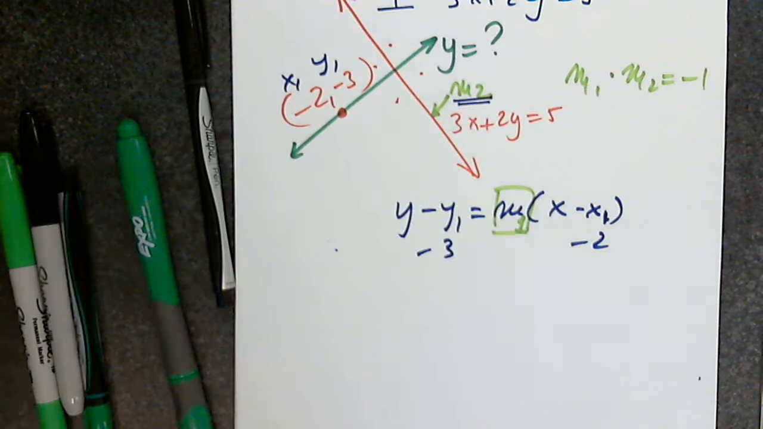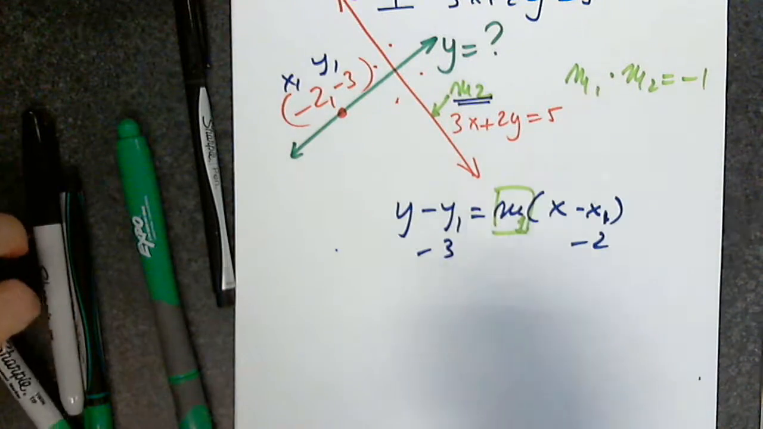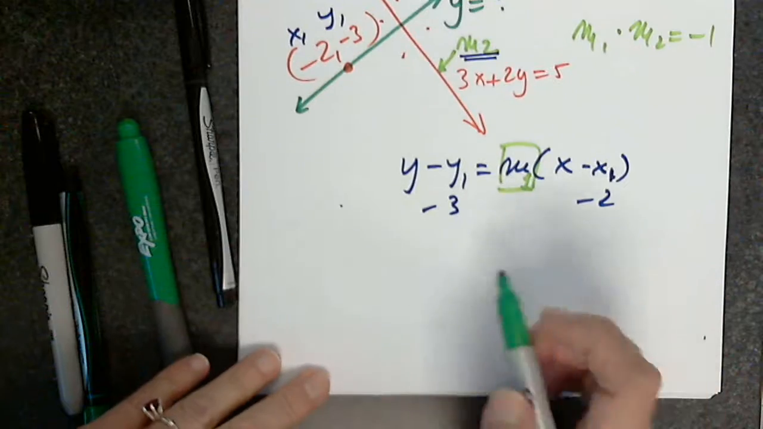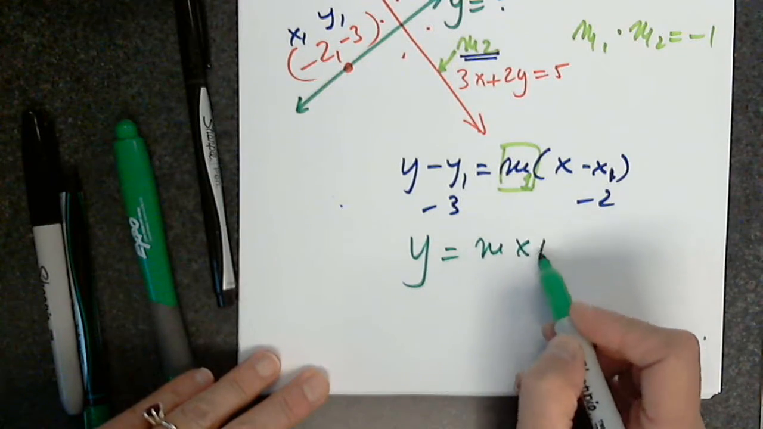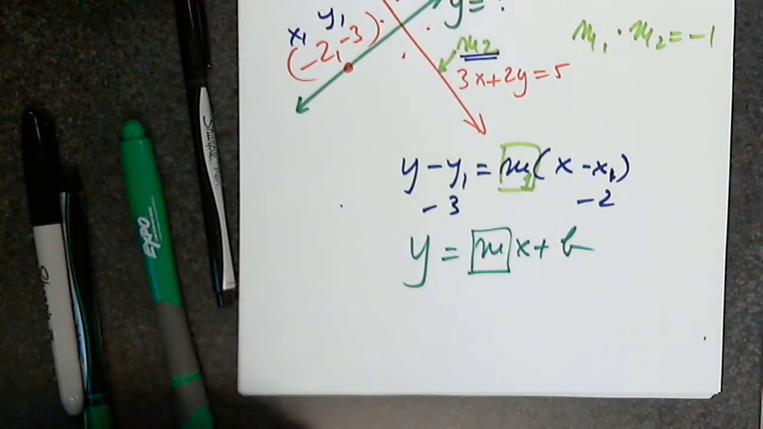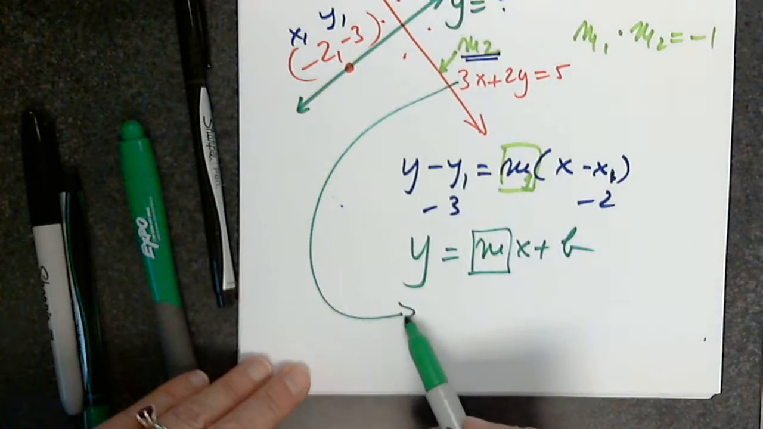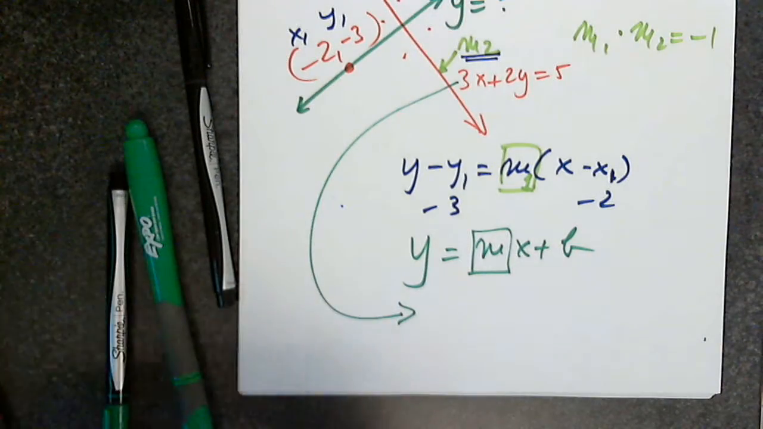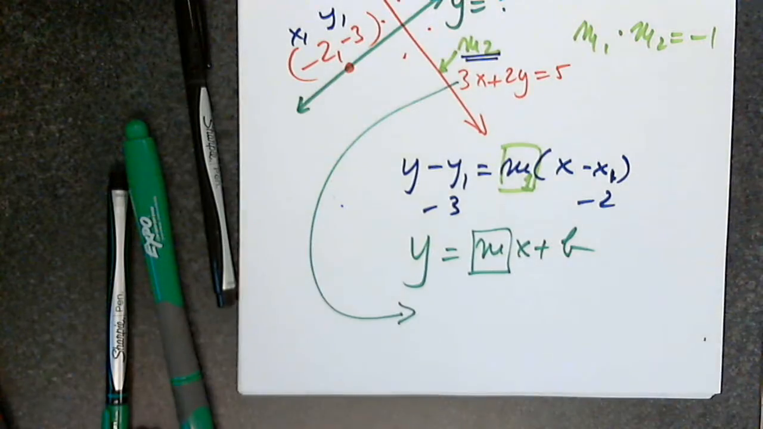Do I have a way of determining the slope if I have the equation? Yes, if I solve for y. If I put it in this format, then I will be able to determine the slope. So all I have to do is what? To this equation, solve for y. Once I solve for y, I will get the slope.